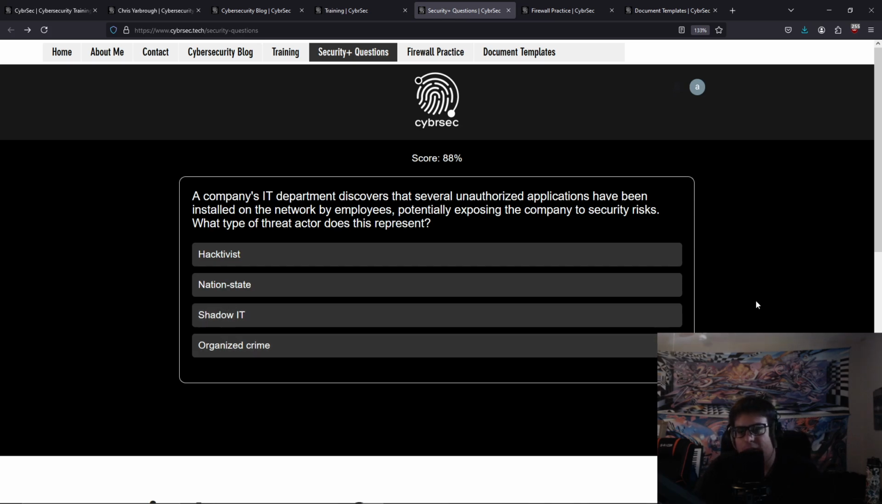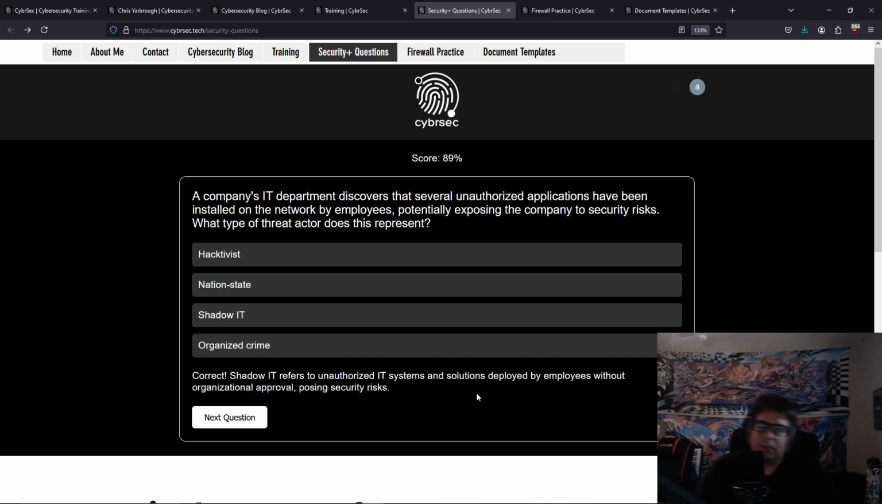A company's IT department discovers that several unauthorized applications have been installed on the network by employees, potentially exposing the company to security risks. What type of threat actor does this represent? Unauthorized applications have been installed. Shadow IT. Correct. Shadow IT refers to unauthorized IT systems and solutions deployed by employees without organizational approval, posing security risks. Next.